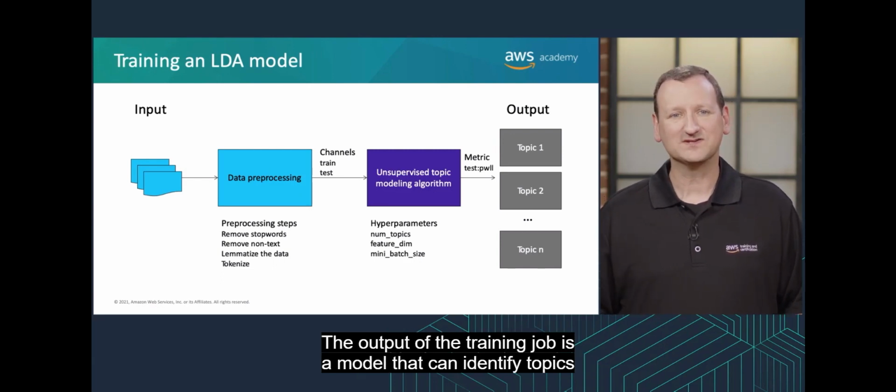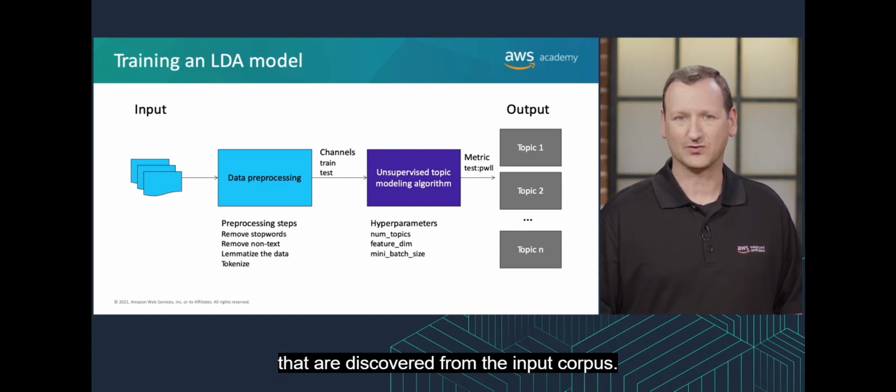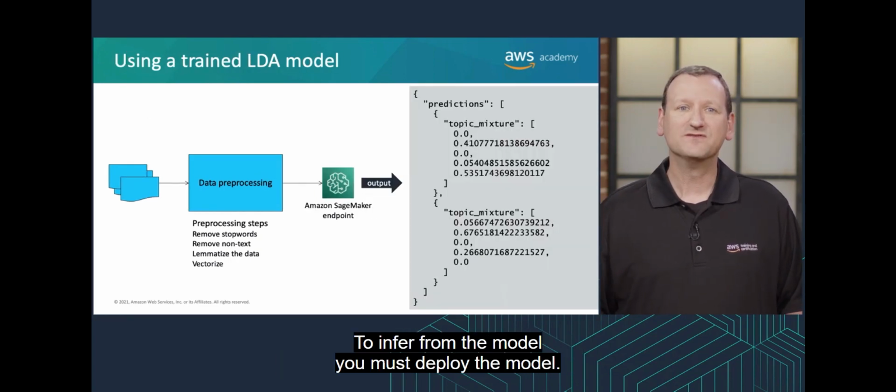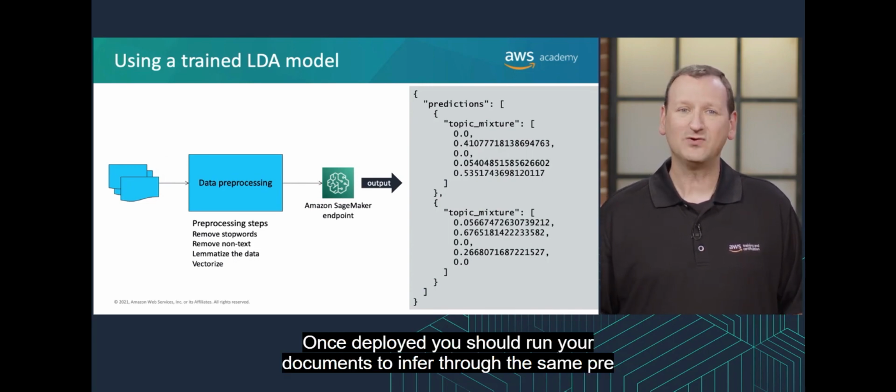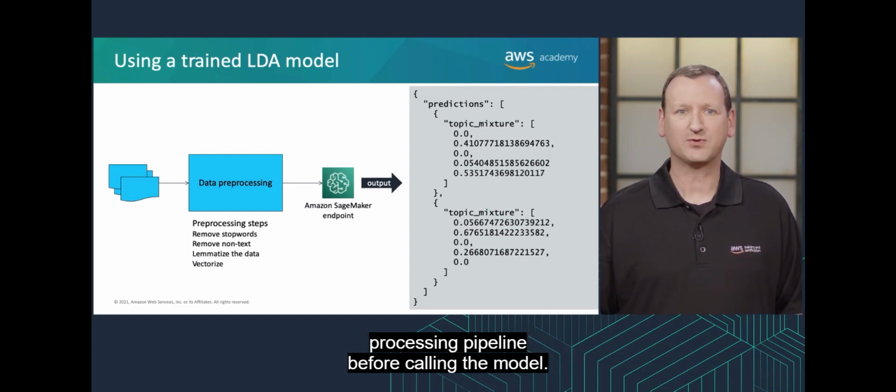The output of the training job is a model that can identify topics that are discovered from the input corpus. To infer from the model, you must deploy the model. Once deployed, you should run your documents to infer through the same pre-processing pipeline before calling the model.